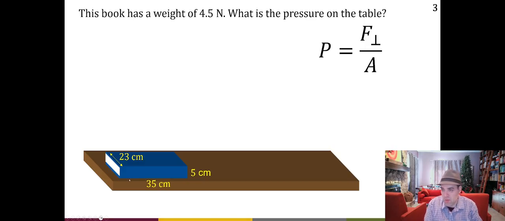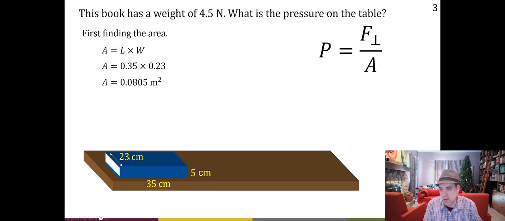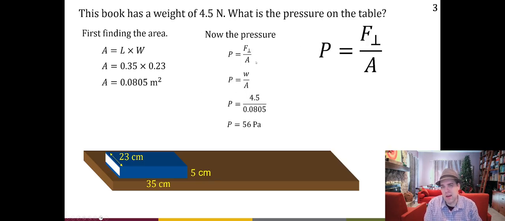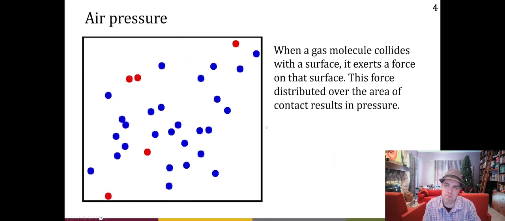So to get the area, we got to do length times width. Now I told you in centimeters, but we're always going to keep things in meters. So we got to convert that back to meters. So we have the 0.23 multiplied by 0.35 gives us an area of 0.0805 meters squared. Then we can use our pressure equation to calculate that. Pressure is just force over area. The force is going to be the weight of the book, which is the 4.5 newtons, divided by the area we just calculated, and we get a pressure that the book applies to the table of 56 pascals.